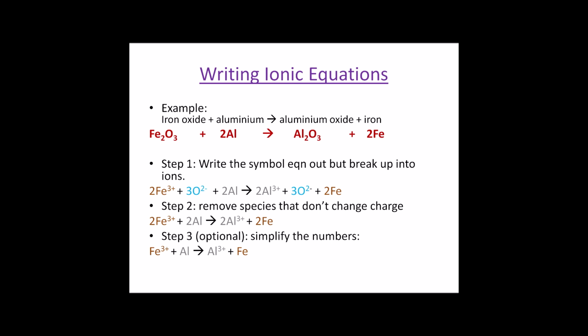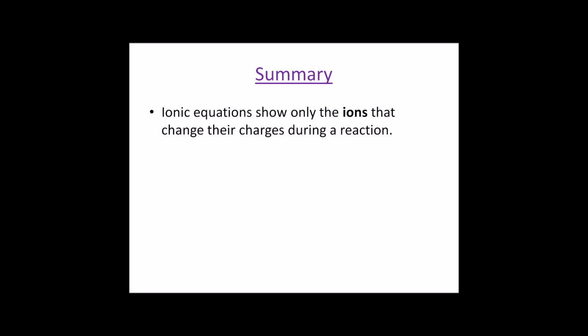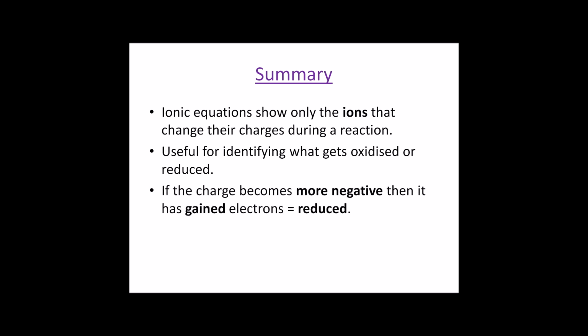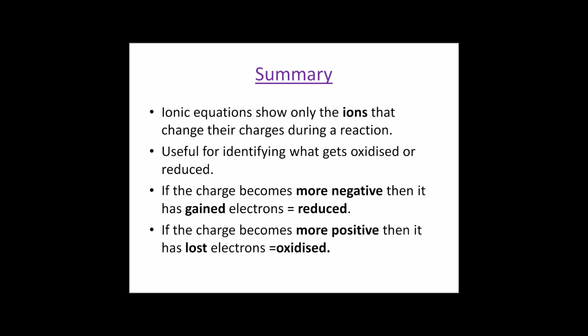Okay, so that's the basics of ionic equations. It's very simple, very similar to that. And a little summary of it. So ionic equations show the ions that change charge during a reaction. So the ions that get oxidized and reduced in a reaction, the ions that gain and lose electrons. It's useful for identifying what gets oxidized and reduced using OIL RIG. Oxidation is loss of electrons, reduction is gain of electrons. If the charge becomes more negative, then it's gained electrons, it's been reduced. If the charge becomes positive or more positive, then it has lost electrons, so it gets oxidized.